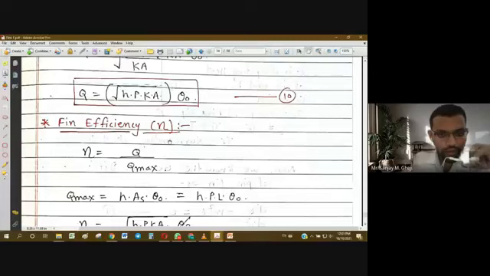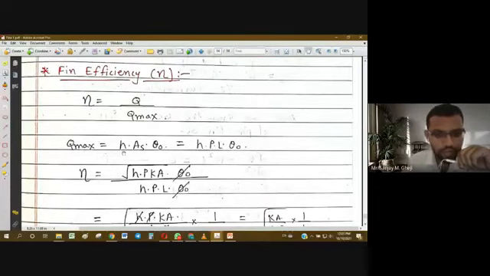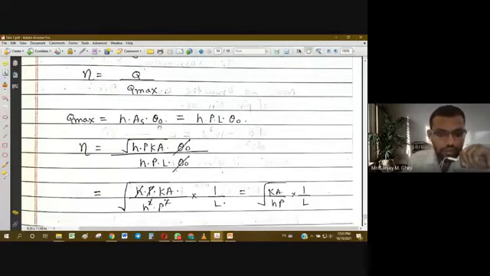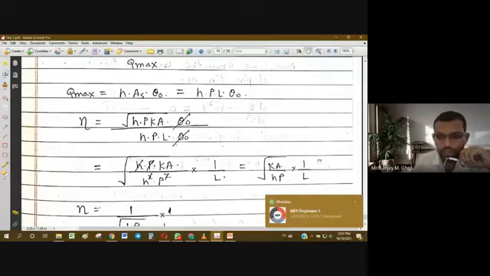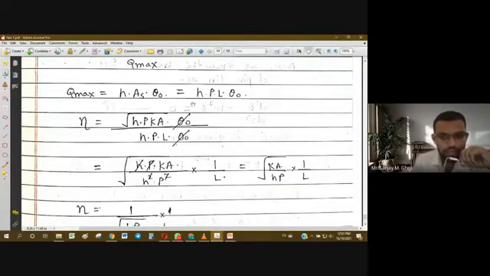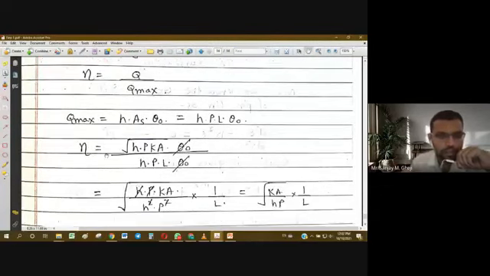Now we will proceed to fin efficiency in this case. Fin efficiency by definition is the actual rate of heat transfer divided by the maximum possible heat transfer. The maximum possible heat transfer, as you know, is given by the heat transfer coefficient into the surface area of the fin into the maximum temperature difference available, that is theta 0, which is available at the base. This surface area can also be written in this form: perimeter of the fin into length of the fin. So we will put Q and Q max in this relation.